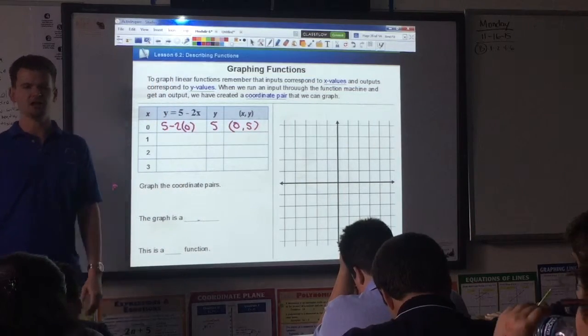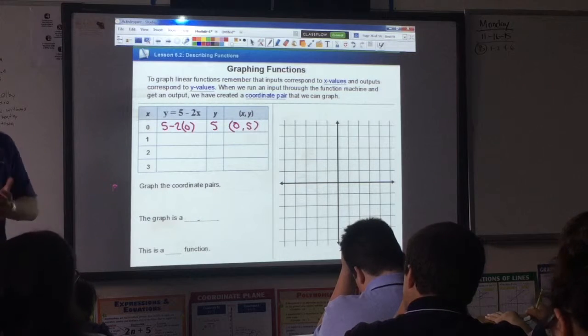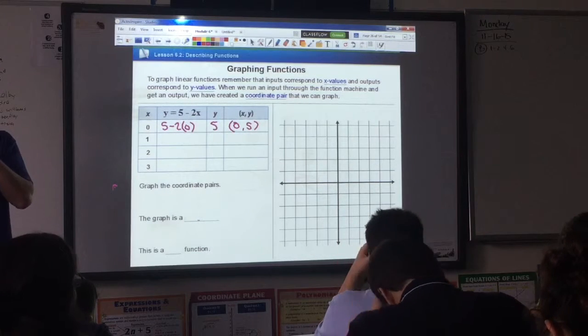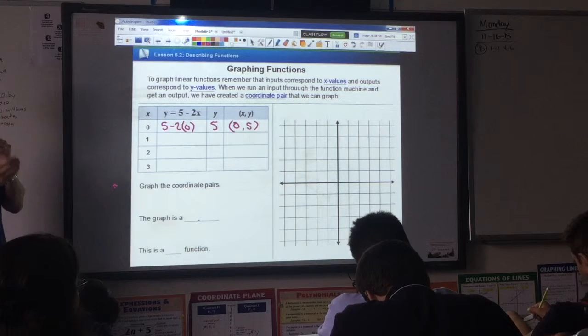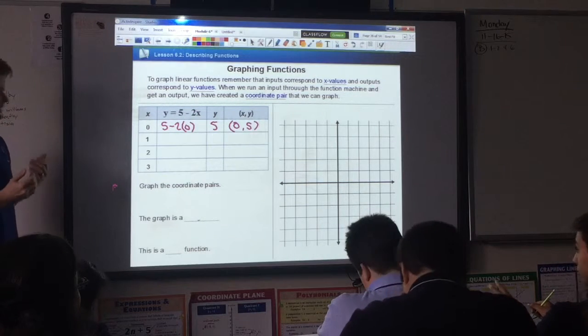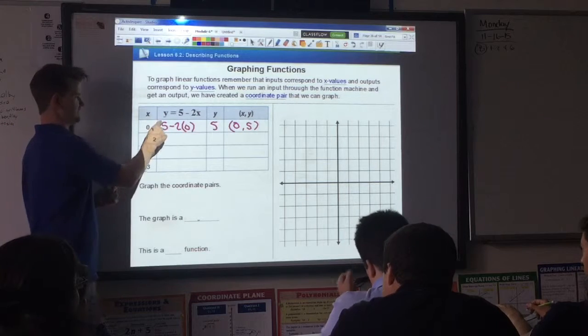Can I graph a line with just one coordinate pair? No. We want to have at least 2. And when you're graphing functions, you probably want to have 4 or more, so that you can get a good idea of what the line looks like. So let's repeat the process. That is a 5, by the way.